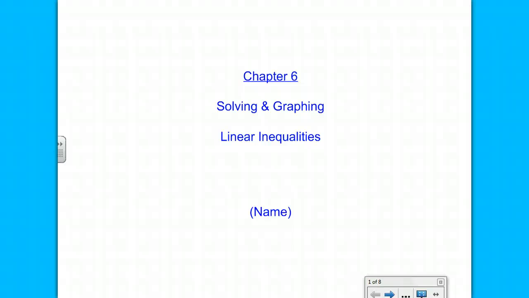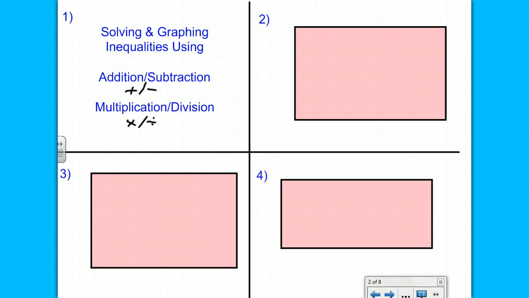We are reviewing Chapter 6 and creating our graphic organizer. And this chapter is Solving and Graphing Linear Inequalities. Be sure your name is on the front. Our first topic was solving and graphing inequalities using the basic operations: addition, subtraction, multiplication, and division.